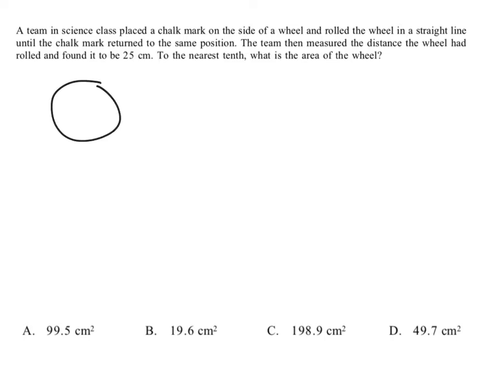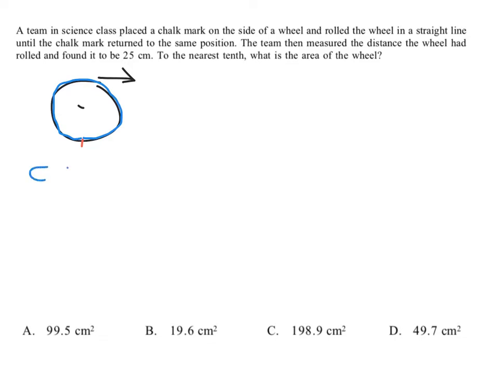here's a wheel, and here is the starting point on the ground where we connected the chalk to, and that's the center of the wheel, and we're gonna roll it forward until it basically traces out one full circumference of that wheel back to the same position. Okay. The team then measured the distance the wheel had rolled and found it to be 25 centimeters. That means that the circumference equals 25 centimeters. To the nearest tenth, what is the area of the wheel?